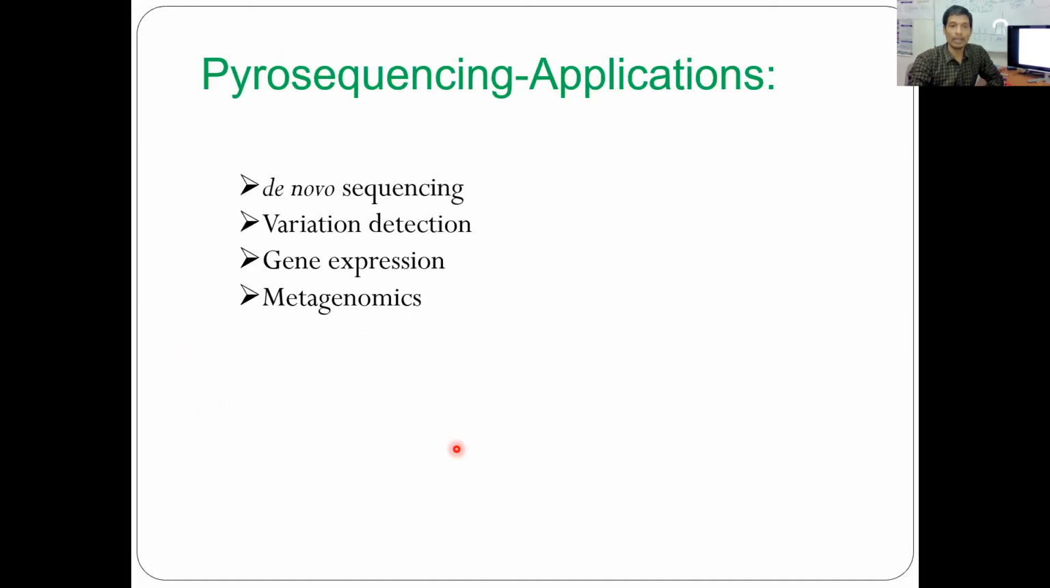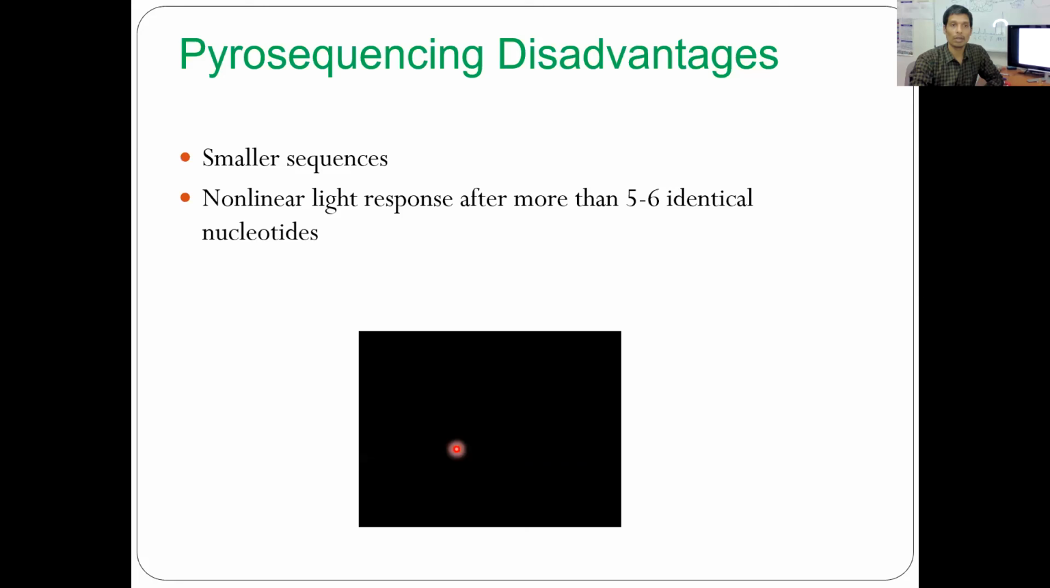And the disadvantages are also there. The disadvantage is what? Small sequences. So you will not get like Sanger, where you can get 700 or up to 1000 also, but here you'll get around 300 or maximum 400.